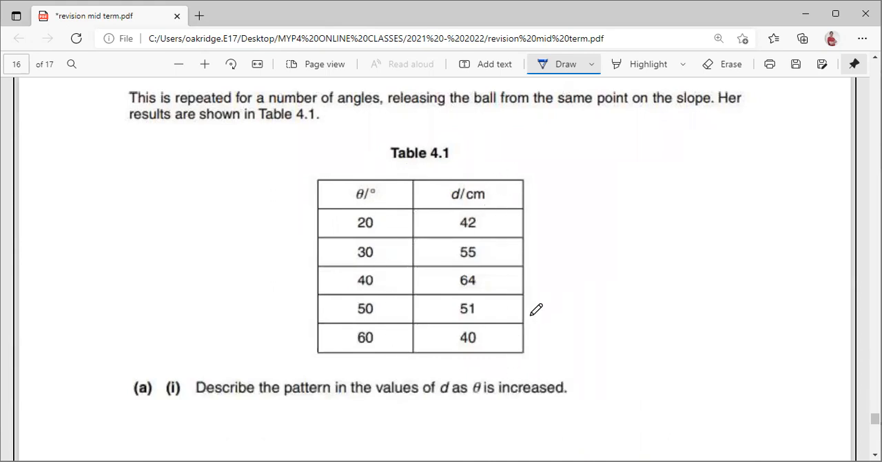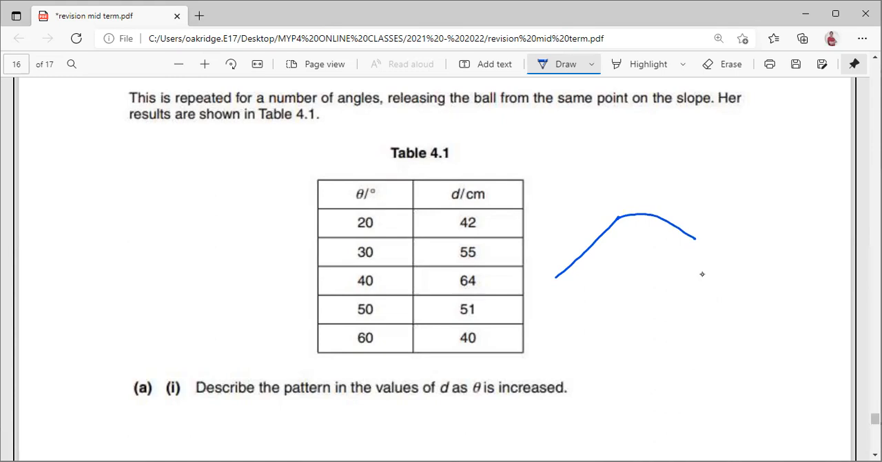D in centimeters is given here. Determine the pattern in the value of d as theta is increased. For theta equal to 20, it was 42, 30, 55, 40, 64. Now after this, you see 50, 51, 60, 41. That means initially it is increasing like this for every value of theta. And suddenly, if you still further increase, this starts decreasing like this, right?